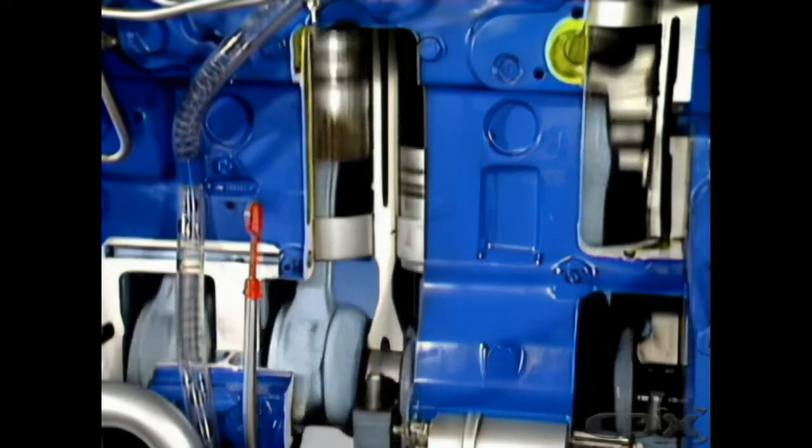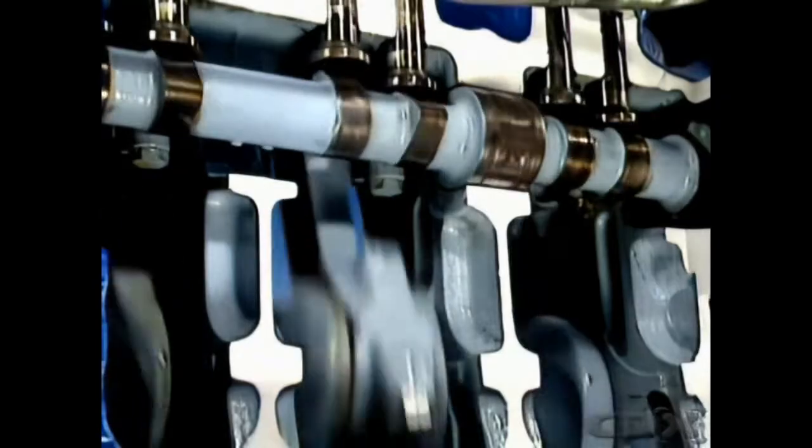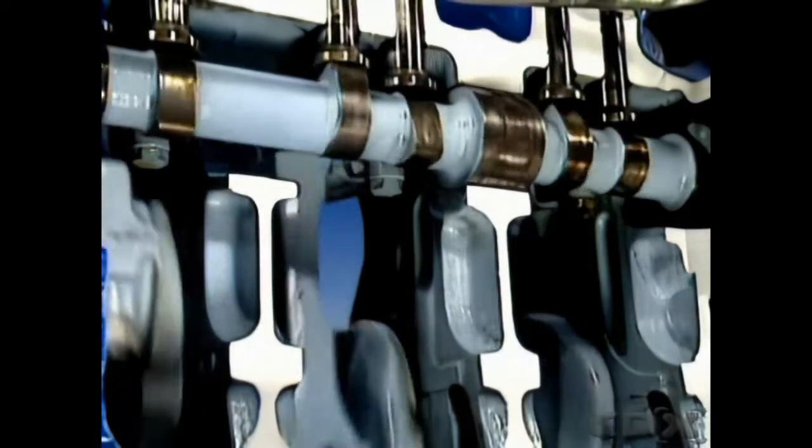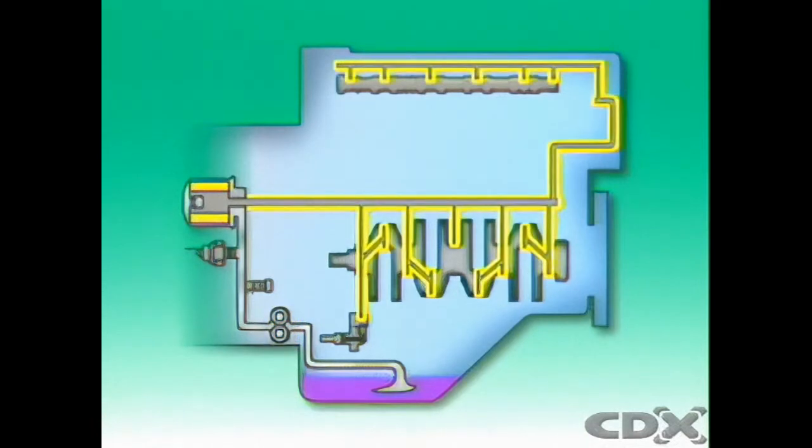All moving parts in an engine require lubrication. That is, the application of oil to moving parts to reduce friction between them. A lubrication system distributes oil through the engine. A typical lubrication system consists of an oil sump, an oil pump, and oil galleries.